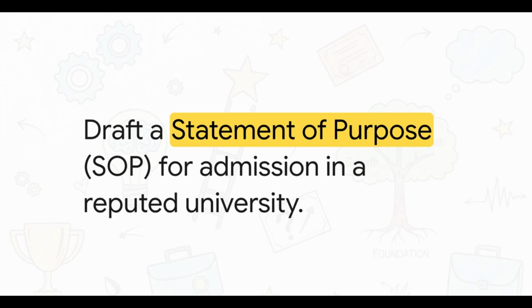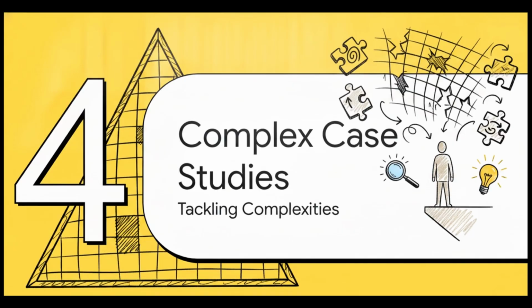An SOP requires you to basically sell your own potential. You have to clearly articulate your academic journey, your research interests, and your future goals. It demands a completely different, much more persuasive tone than, say, a corporate apology letter, and it really proves your versatility as a professional writer. Which brings us to Section 4, Tackling Complex Case Studies. The safety net of the group is officially gone.